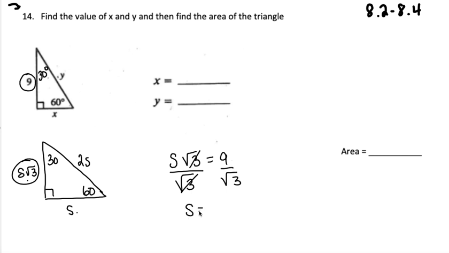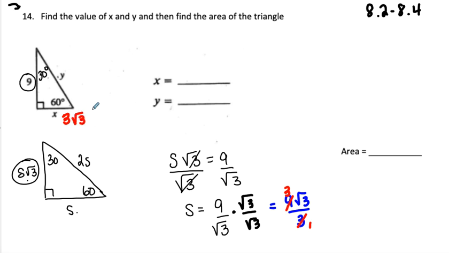So now I get S equals 9 divided by root 3. I have a radical in the denominator, so I have to rationalize. So I'm going to multiply by root 3 over root 3. That's going to give me 9 root 3 over 3. 9 and 3 are both rational, so I can simplify them to 1 and 3. So the short leg, or x, becomes 3 root 3. All right, so then y is the hypotenuse, and we take the short leg and we multiply it by 2, so that would be 6 root 3. So x is 3 root 3, and y is 6 root 3.